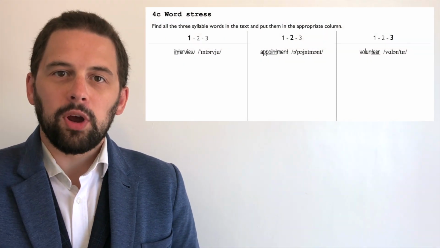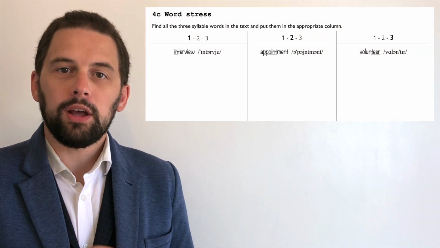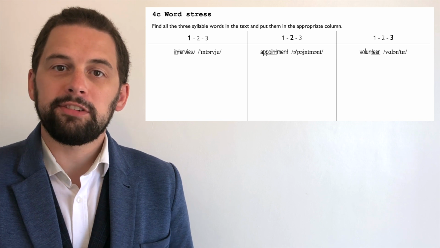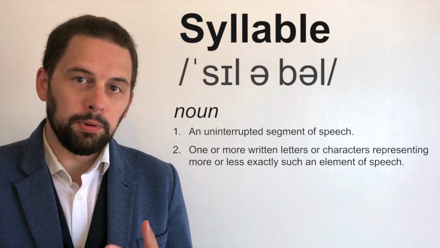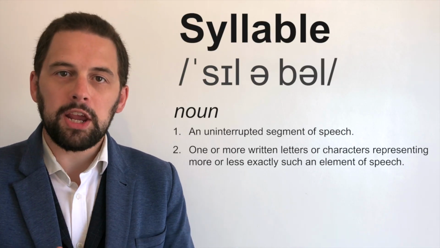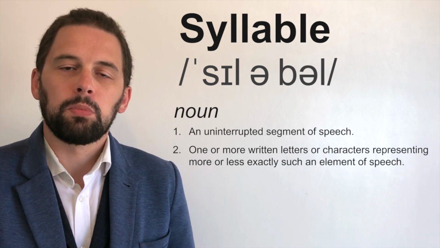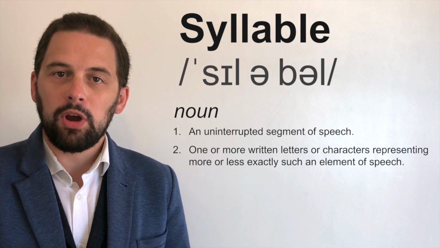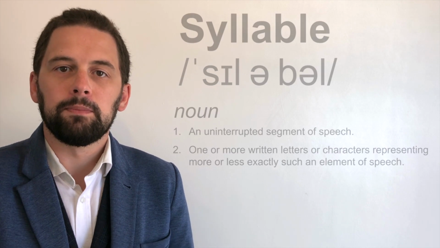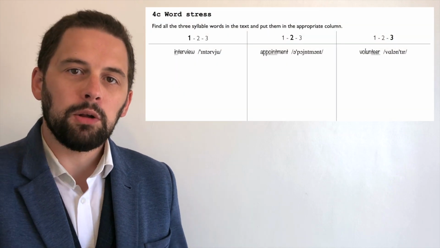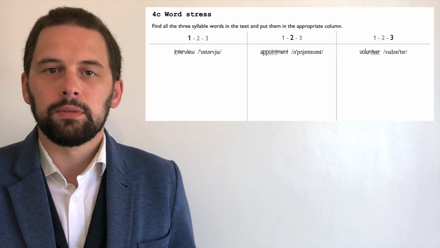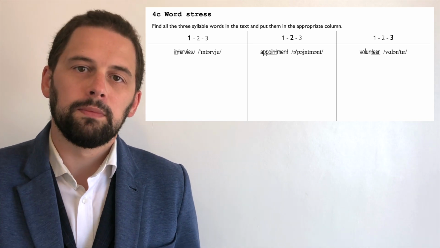4C is word stress. So you need to look at all of the words from the text that have 3 syllables. Syllables are how we break up words. For example, animals. And you need to decide where the stress is on each of those words. So is it animals, animals, or animals?